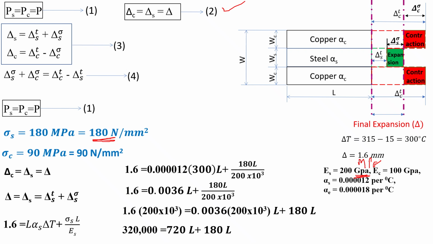Then this equation becomes 320,000 equal to 720 L plus 180 L, which is 320,000 equal to 900 L, and L equal to 355.56 mm. So this is the solution: the length of the bar is 355.56 mm, the stress in the steel bar is 180 Newton per mm square, and the stress in the copper bar is 90 Newton per mm square. And thank you.